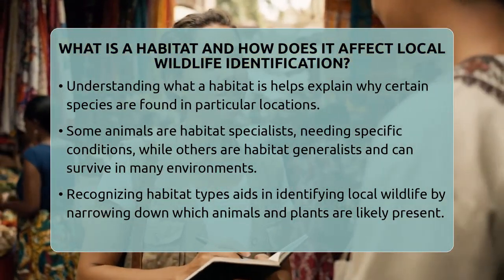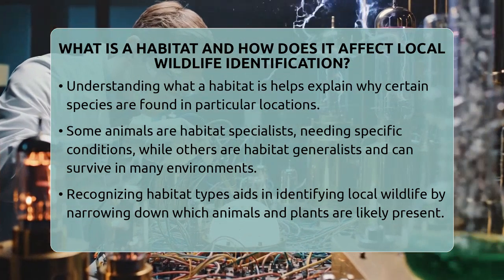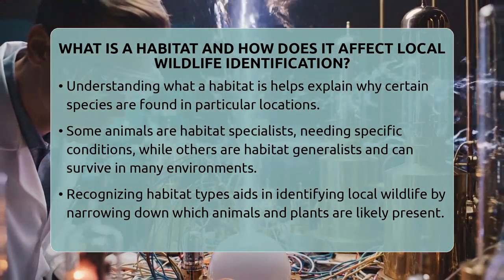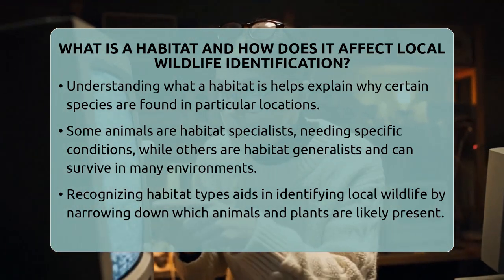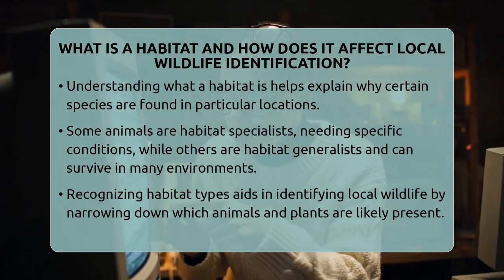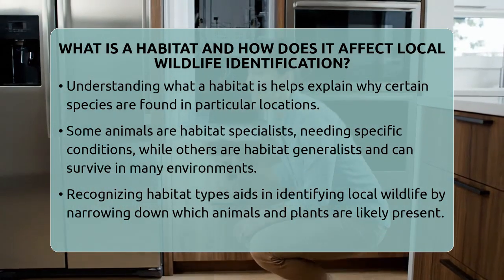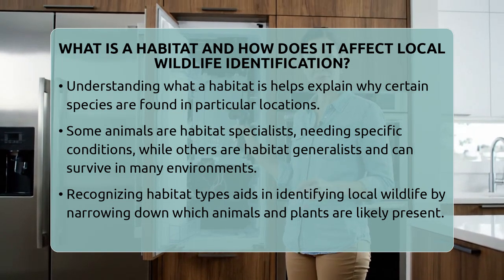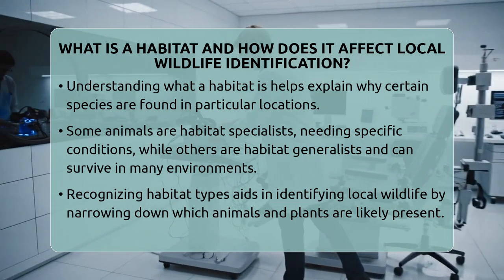Knowing what a habitat is helps us understand why certain animals are found in specific places. Some species need very particular conditions to survive, while others can live in many different environments. This is called being a habitat specialist or a habitat generalist. Recognizing these habitat types helps us identify local wildlife more easily because it narrows down which animals and plants are likely to be there. Different habitats support different communities of animals and plants.